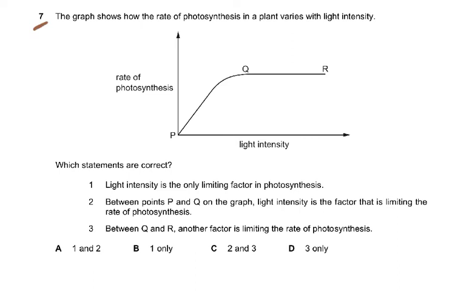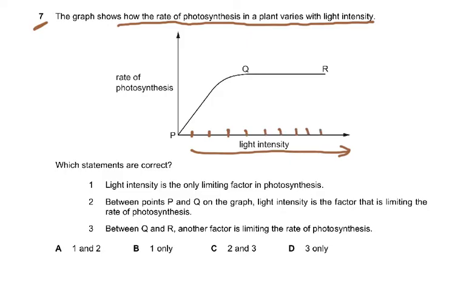Question number 7. The graph shows how the rate of photosynthesis in a plant varies with light intensity. So the light intensity is increasing like this. So here say we have got a 100 watt bulb, then 2, then 3, then 4, then 5, so on and so forth. And the rate of photosynthesis is say 5, then 10, then 15, then 20, and so on.